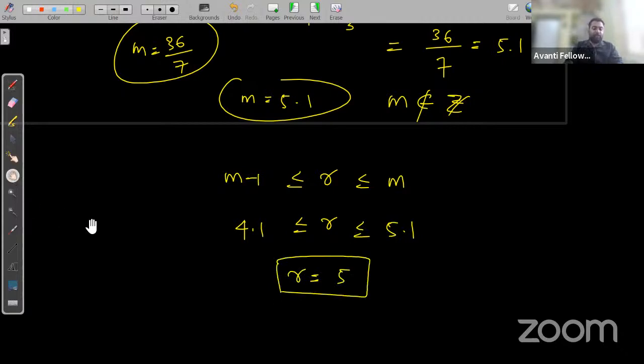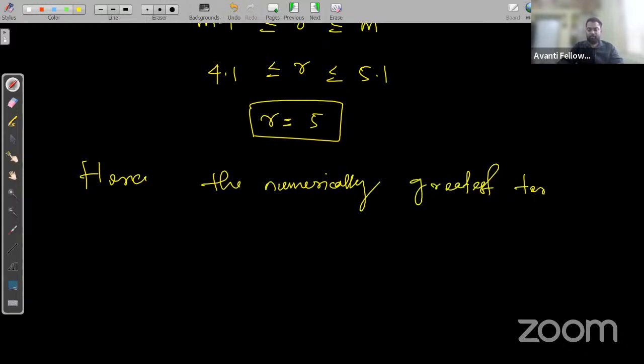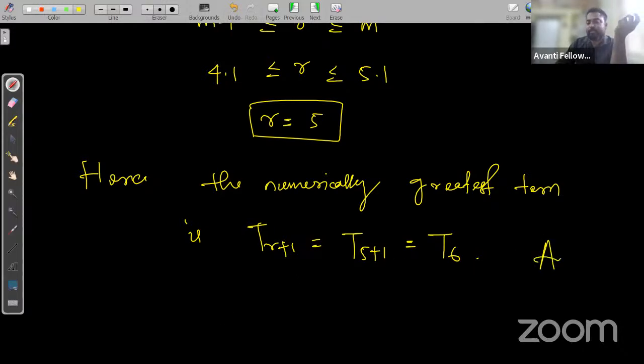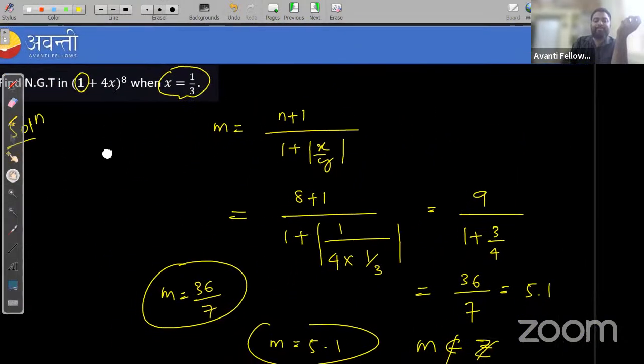So if r is equal to 5, then hence we can say the numerically greatest term is T(r+1), that is T(5+1), that is T6. Okay, so T6 is your numerically greatest term. Is that clear to everyone, guys? T6 is your numerically greatest term. Clear? Understood to all of you guys?